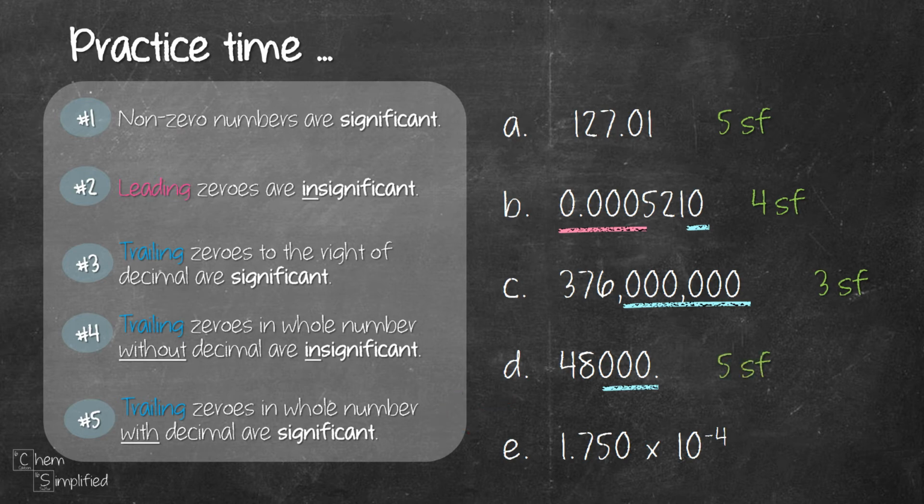Last but not least, 1.750 times 10 to the power of negative 4 is written in scientific notation. For any number that's written in scientific notation, we only look at the number before the exponent. In this case, it will be 1.750, and we apply the same 5 rules. Looking at 1.750, there's a trailing 0 which appears after a decimal. Following rule number 3, it is considered significant. Therefore, 1.750 times 10 to the negative 4 has 4 Sig Fig. Keep these 5 rules in mind when trying to figure out the Sig Fig, and you'll be all set.